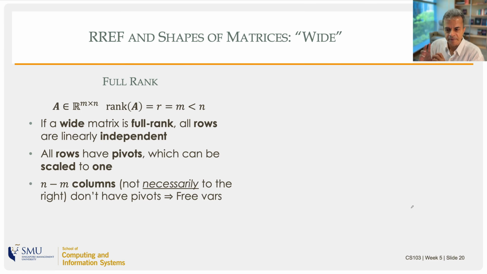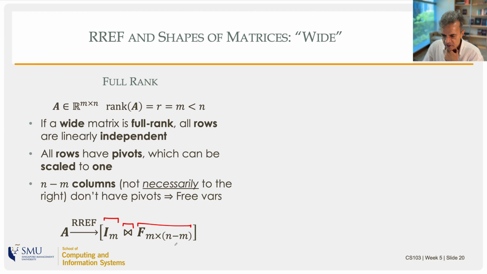They might be shuffled in and they will appear somewhere. So the situation is a wide matrix will have an identity matrix somewhere, shuffled in along with the columns of the identity matrix. You will have the columns corresponding to the free variables. And how many of them? There are n variables to begin with, and the rank was m, so n minus m. That is a rank deficiency. That is the number of free variables.